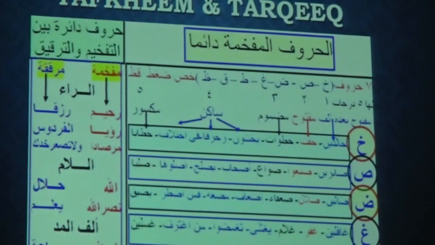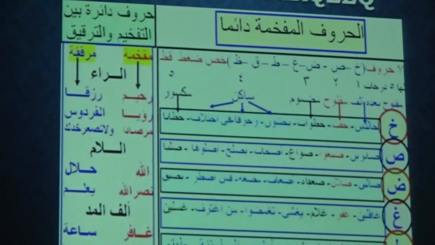You have the word Rahim, for example, when the Ra is strong. You have the word Rizqa, when the Ra is soft. And you have the word Allah, when the Lam is strong. You have the word Halal, when the Lam is soft. And the Alif, when the Alif is strong, like the word Ghafir. And when the Alif is soft, the example is Sa'a.